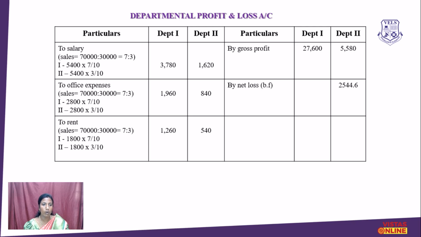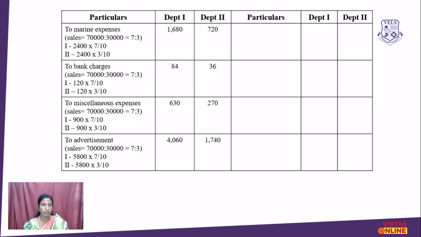So department 1 is 1800 into 7:3, so 7 divided by 10. So 1800 into 7 divided by 10, the value is 1260. Department 2, 1800 into 3 divided by 10 equal to 540. To marine expenses, 2400 into 7 divided by 10 is 1680. Department 2, 2400 into 3 by 10 equal to 720.